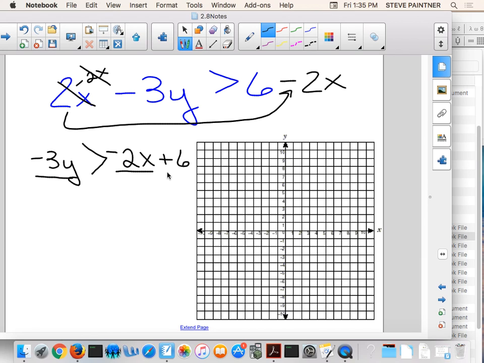Divide by negative 3. All 3 terms get divided by negative 3. Negative makes positive, 3's are out. So you get your y. Negative makes positive 2/3. Next. 6 divided by negative 3. Negative 2.